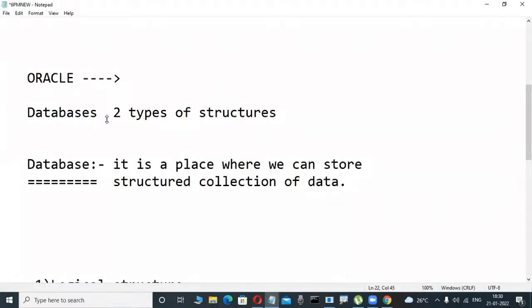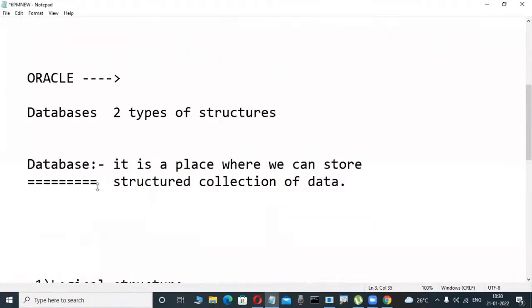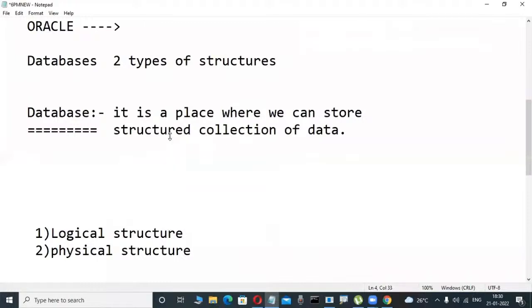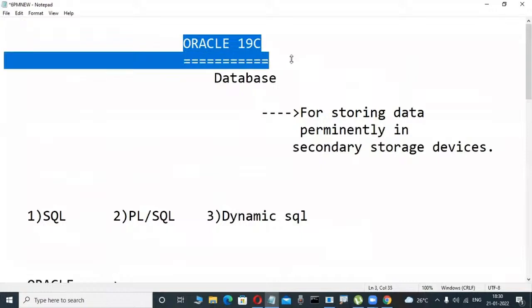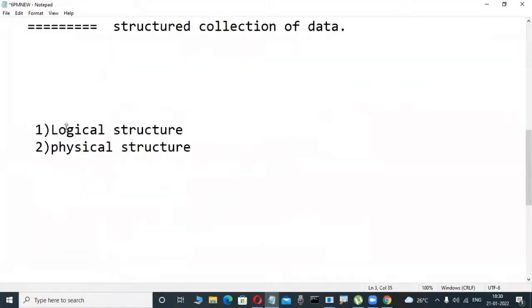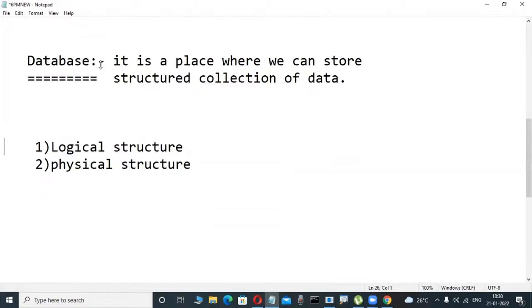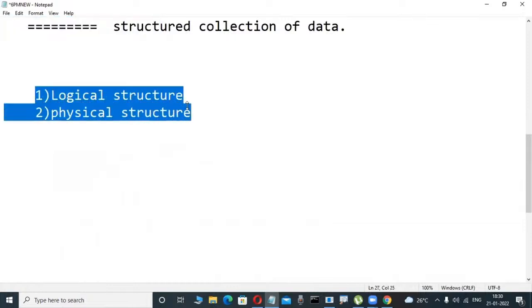Observe here. Whenever we install Oracle or any relational database software, what is a database actually? It is a place. Automatically some place is reserved in the hard disk, and in that place we can store a structured collection of data. But whenever we install this type of software, two types of structures are there: one is the logical structure, another one is the physical structure. This definition I am not explaining today; you will understand it one of these days.